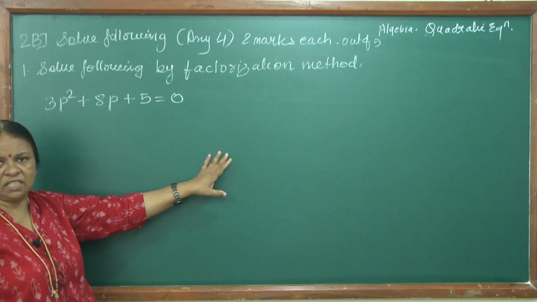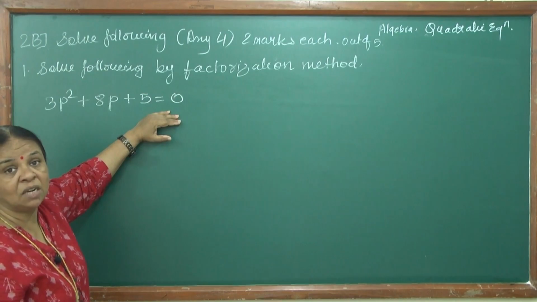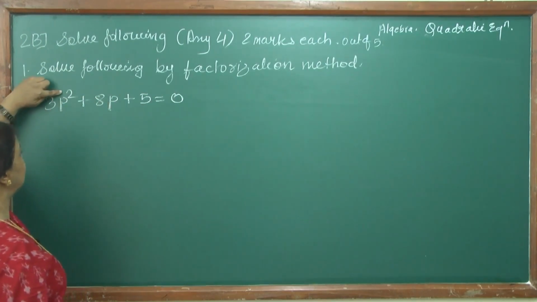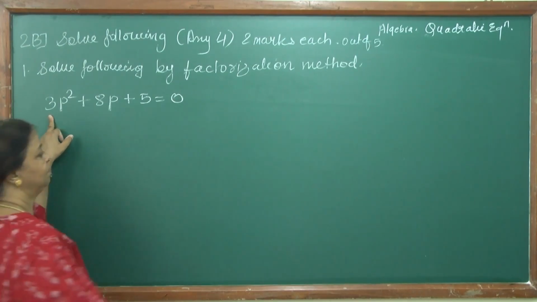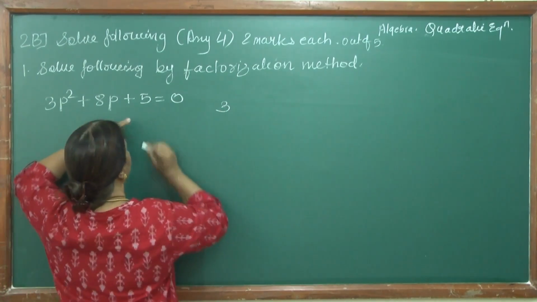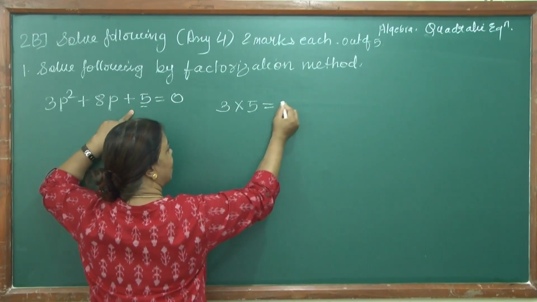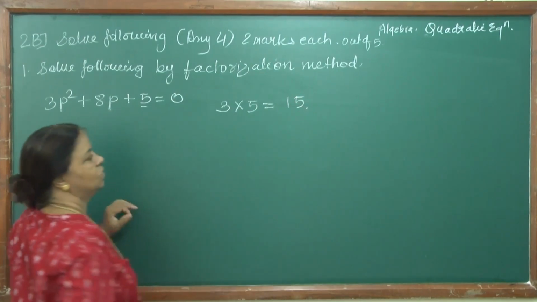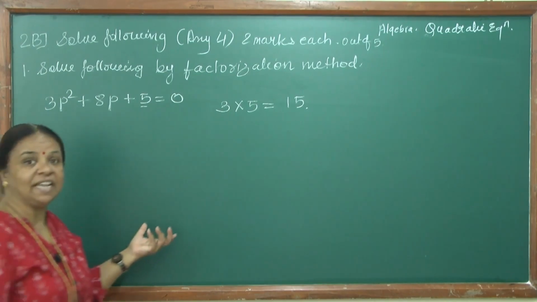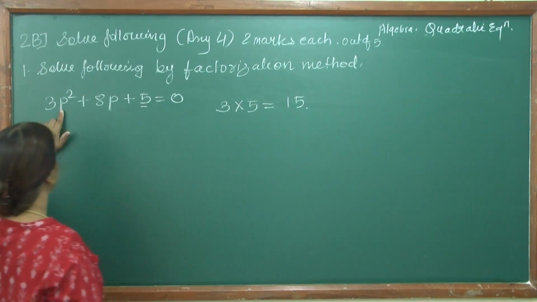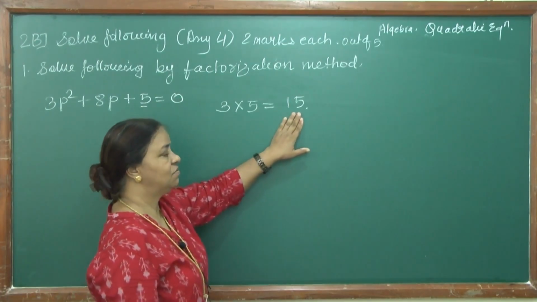Before this I also discussed one question. Now we have to see this equation. It's a quadratic equation. Why? Because its degree is 2. Now what is the coefficient of p square? 3. And what is the last term? 5. 3 fives are 15, children. Clear? We got one number, 15. And how did we get that 15? Because we multiplied the coefficient of the first term with the last one.